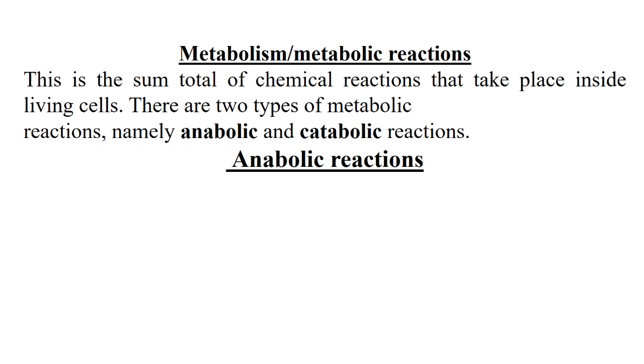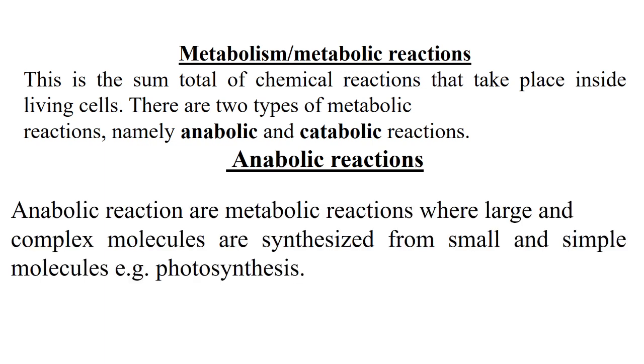Right. So we need also to understand that there are a lot of chemical reactions that take place, and we call them metabolic reactions, or rather metabolism. What is this metabolism? Metabolism is just the sum total of chemical reactions that take place inside living cells. And when you look at metabolism, there are basically two types of metabolic reaction. We have what we call anabolic reaction, and also there is catabolic reaction. Okay, what is this anabolic reaction?